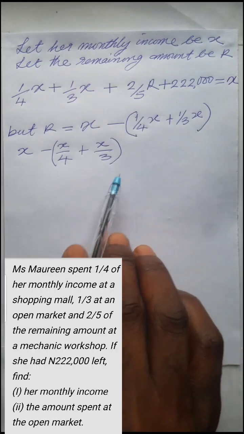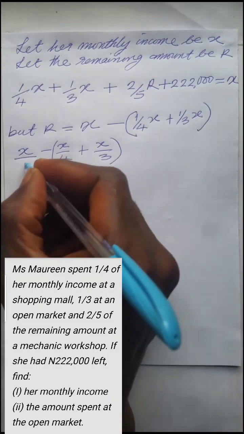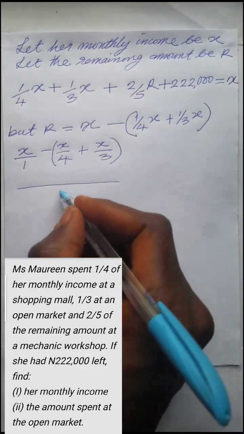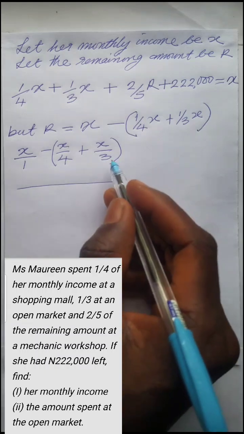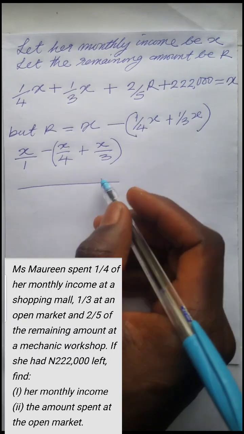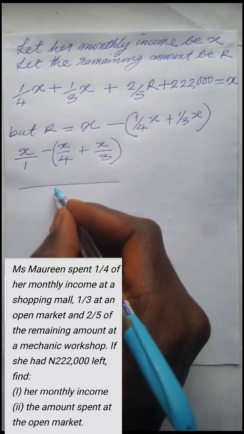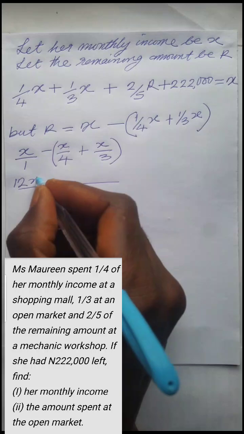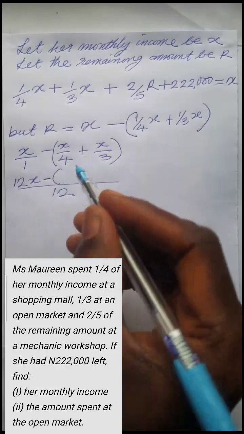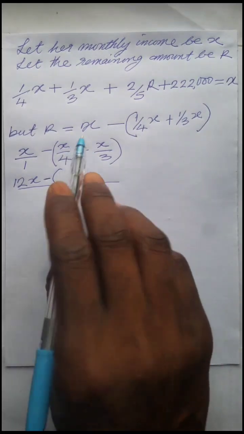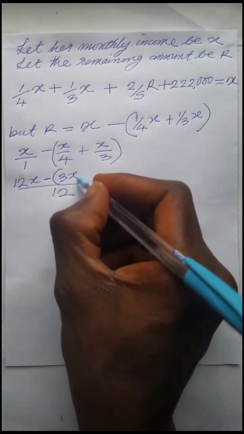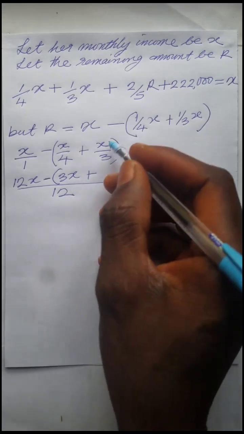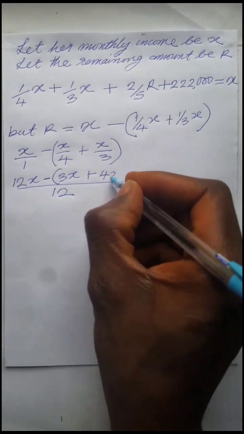Okay, so the LCM of, okay, let me put 1 here so that I can take all three at the same time. The LCM of these three numbers, 1, 4, and 3, is what? Is 12, right? So we have here 12. 1 into 12 is 12. 12 times X is 12X minus. My bracket still stands here, okay? 4 into 12 is 3. 3 times X is 3X plus 3 into 12 is 4. 4 times X is 4X.